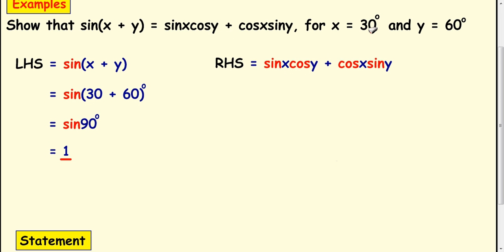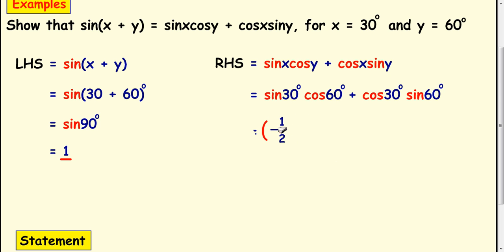So if we substitute the x and the y values into this, then we end up with sine 30 cos 60 plus cos 30 sine 60. And again, we need to rely on our exact values, either from memorising the table or using your wee triangles. So sine 30 is a half, cos of 60 is also a half, so that's a half times a half. The cos of 30 is root 3 over 2, and the sine of 60 is root 3 over 2.